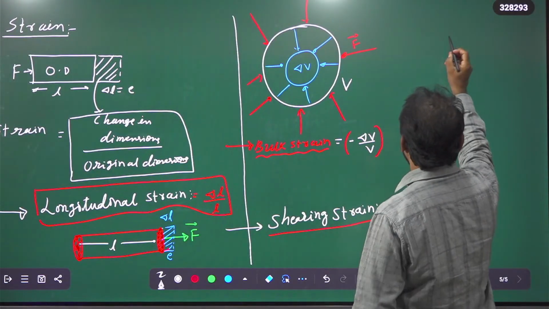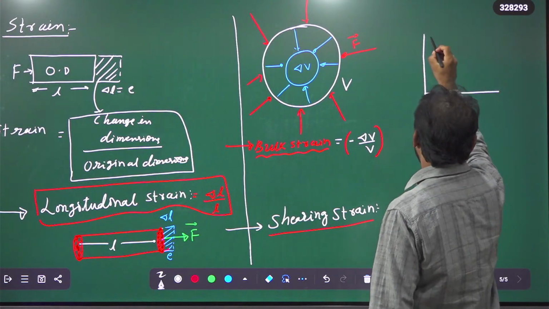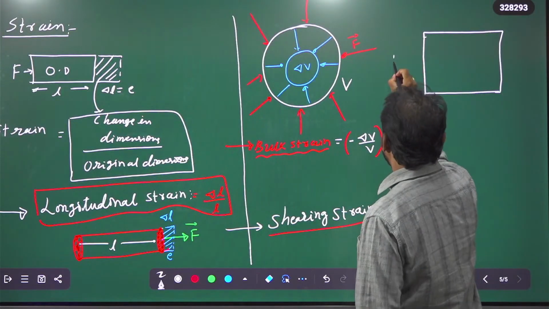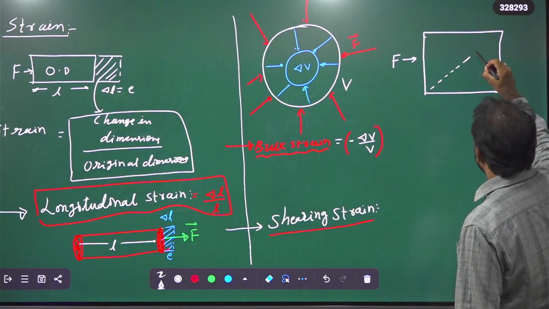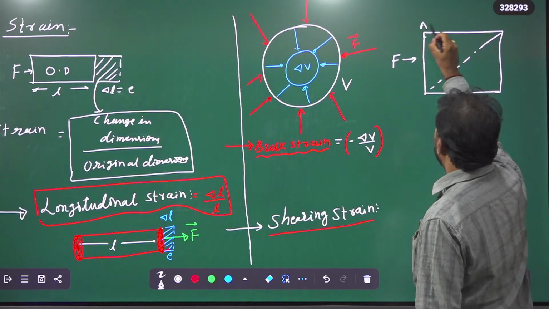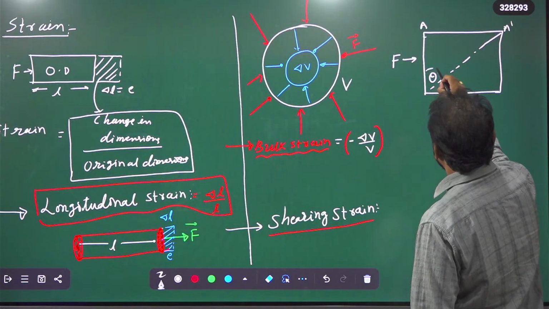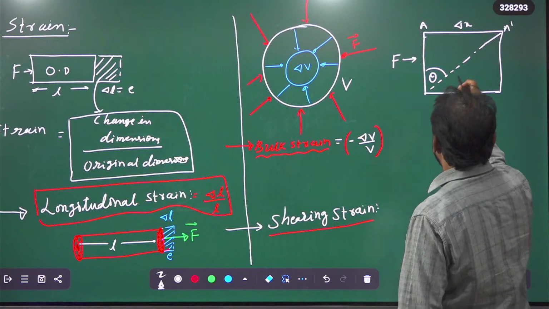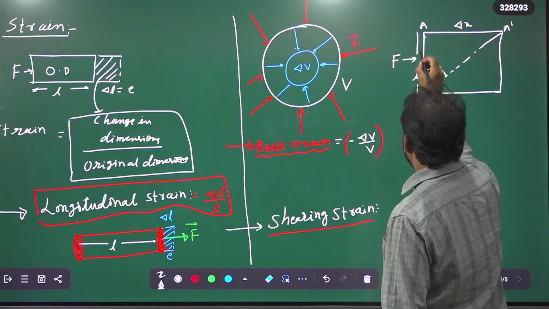Suppose consider a cube like this, or any object. I applied some amount of force across it. Its layer has to be displaced like this, from A to A dash, making a small angle theta. This length is delta x, and the perpendicular distance is L.